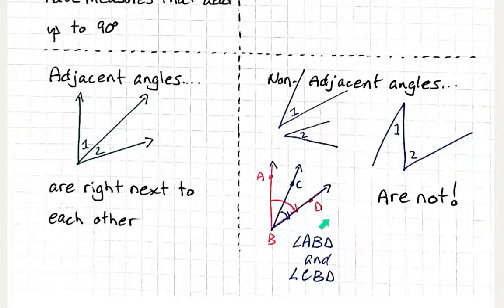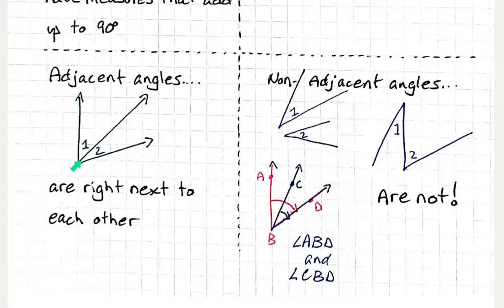These two, and what I mean to illustrate here is that there's a big angle, ABD, and a smaller angle, CBD, that's inside ABD. These aren't next to each other. They're not adjacent. We have one angle that's inside the other.